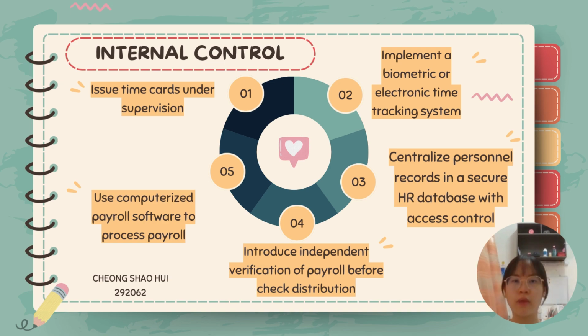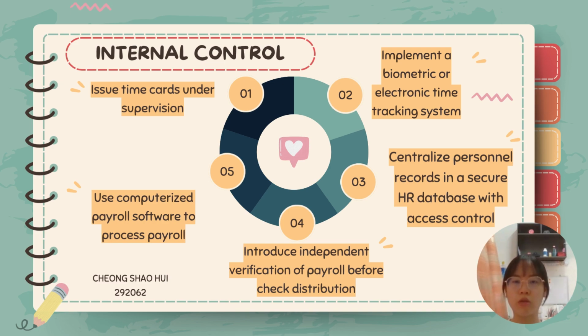Another weakness is that paychecks are handed to the production manager for distribution without an independent check. To solve this, there should be an independent verification of the payroll before distribution. An individual outside the payroll or production team should review the payroll register to confirm the payroll is accurate and legitimate. This adds accountability and reduces the risk of payroll fraud.